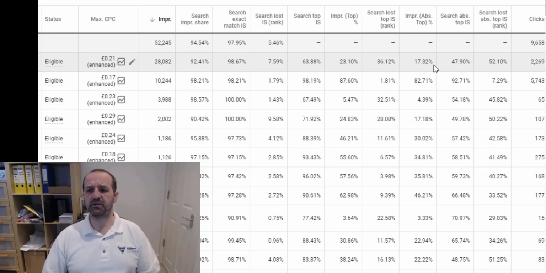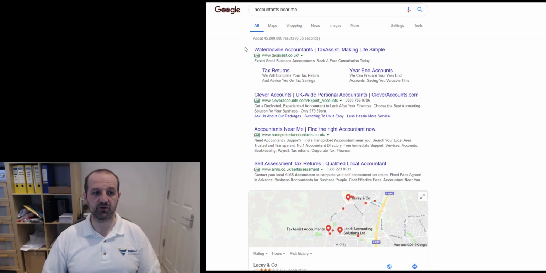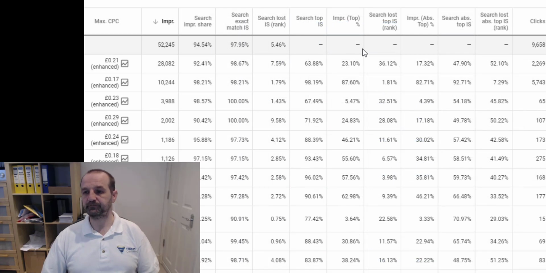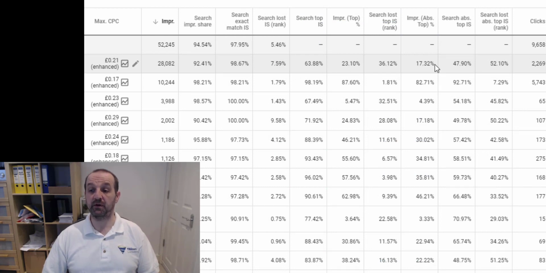So the next one we move on to is impressions absolute top as a percentage. So similar to this one. This is the number of times that we have showed in absolutely first position. So first position is this one here. So that is absolute top. So all four of those are top. This is absolute top. So that's the percentage of the time that we have showed in absolute top position for that particular keyword. Again, this could be at ad group level or campaign.